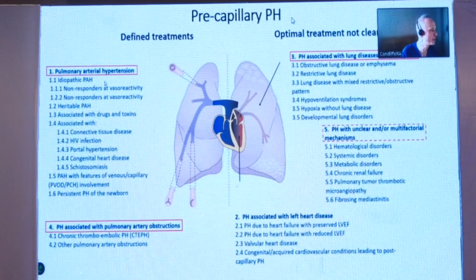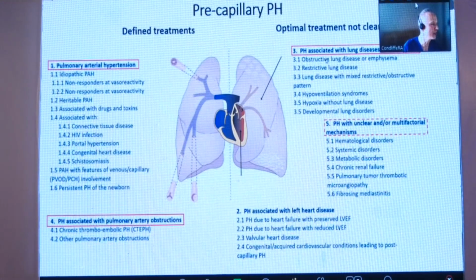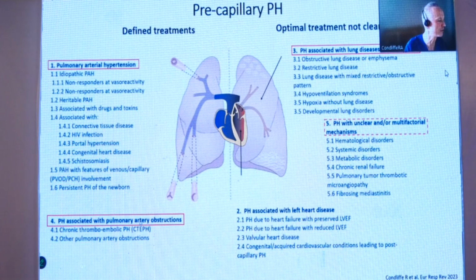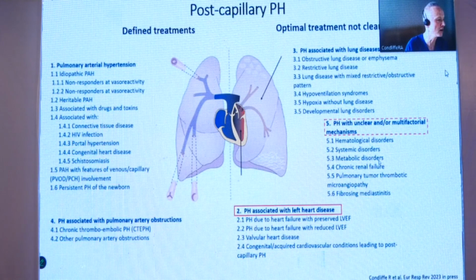So group 1 is pulmonary arterial hypertension, group 3 is PH related to lung disease, and group 4 is pulmonary hypertension due to chronic thromboembolic disease. These are all pre-capillary pulmonary hypertension. Group 5 is a mixed bag, including things relevant to respiratory conditions such as sarcoidosis or Langerhans cell histiocytosis. Some of the group 5 can be pre or post-capillary. And then group 2 is the pulmonary hypertension related to left heart disease. That can be systolic dysfunction, but very commonly diastolic dysfunction, and also can be valvular disease in nature.